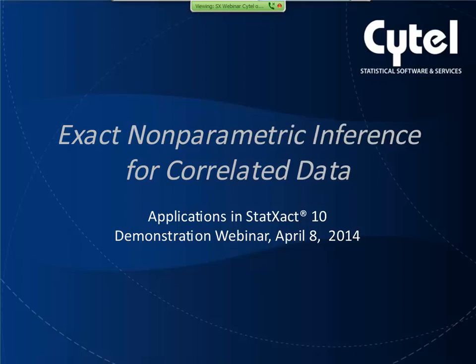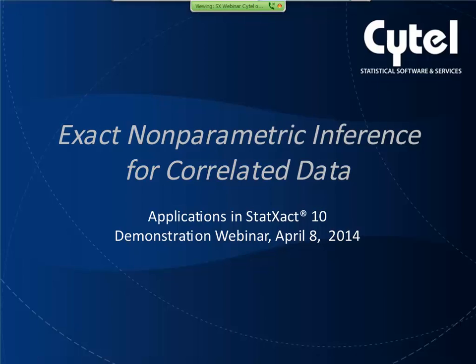As far as SAS goes, right now there's nothing implemented by SAS that actually performs what is being offered here in StatXact. That's the reason why we offer these procedures through the proc StatXact packages, so that SAS users can use these seamlessly as part of their SAS package.